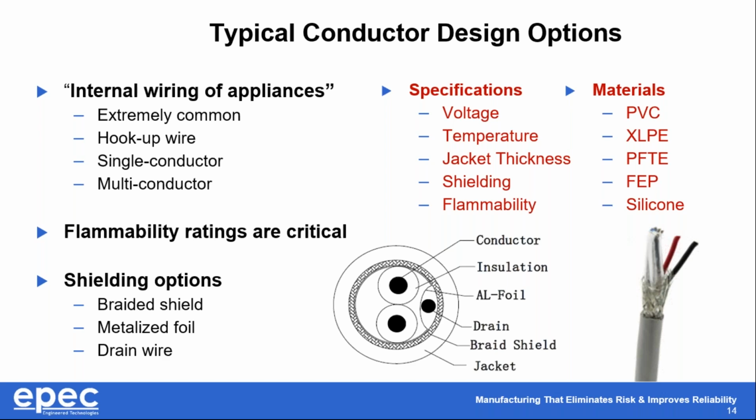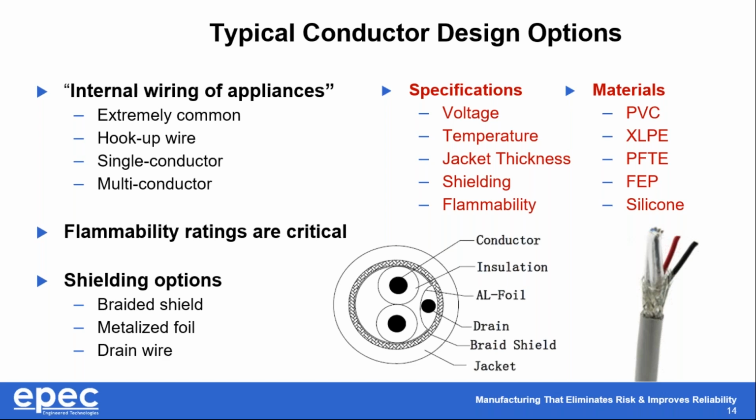The UL spec covers, in general, the internal wiring of appliances. Now, these aren't necessarily appliances in the sense of dishwashers and refrigerators. It's more specific to an electronic device that is used either in the household or some consumer type product. But these wire classifications are extremely common. They're also known as hookup wire if you look through the electronics distributors. And they're typically available in both single and multi-conductor fashions.